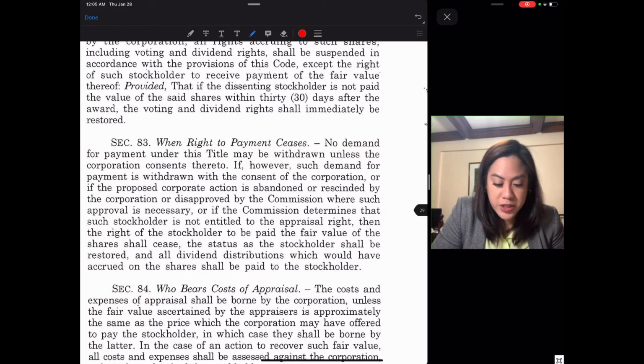I'm not sure if my English is right. Or if the commission determines that the stockholder is not entitled to the appraisal right.